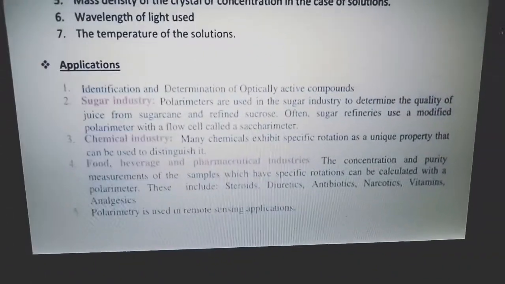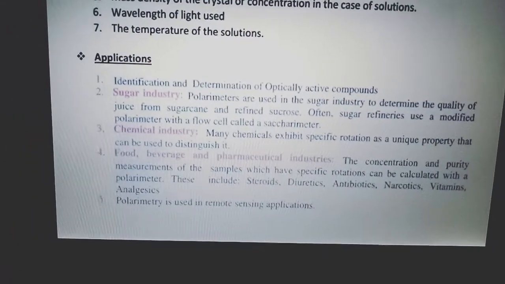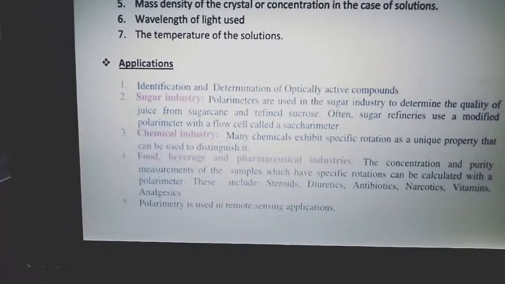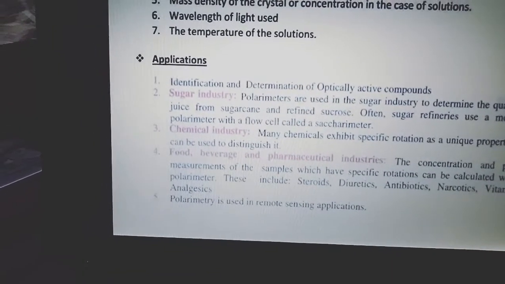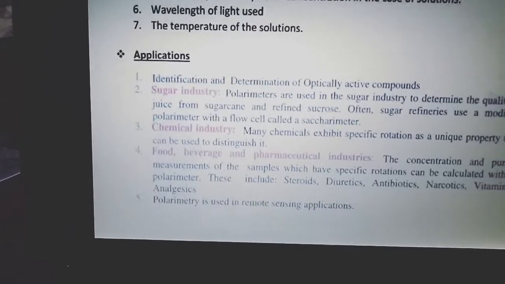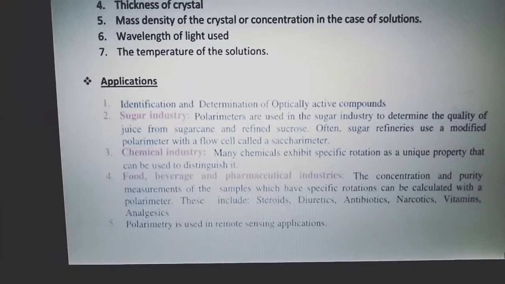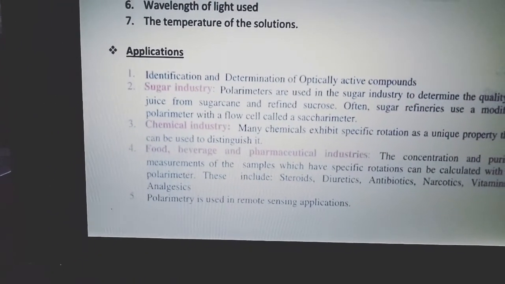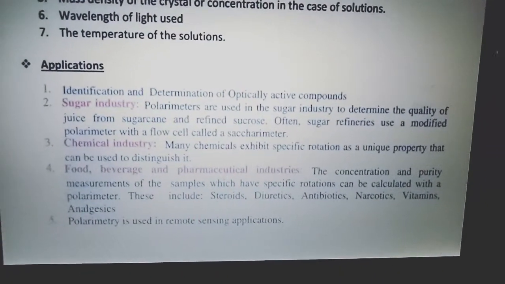Now there are various applications of this optical activity. First of all, in identification and determination of optically active compounds, meaning which are dextrorotatory and which are levorotatory. Second is in the sugar industry, then in the chemical industry it has many uses. Then in food, beverage, and pharmaceutical industries, optical activity has many applications, and polarimetry is used in remote sensing applications. These are the applications of the optical activity.